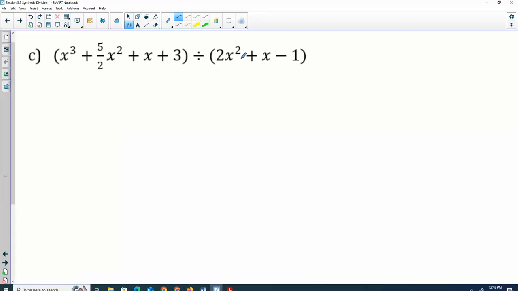So, the thing I'm dividing by goes outside. 2x squared plus x minus 1. The thing I'm dividing goes underneath. X cubed is 5 halves x squared plus x plus 3.